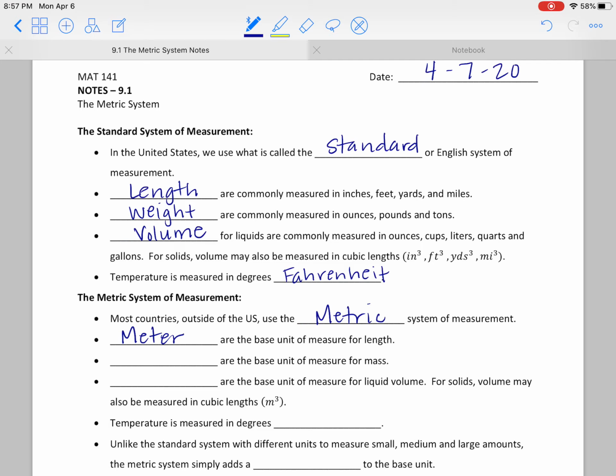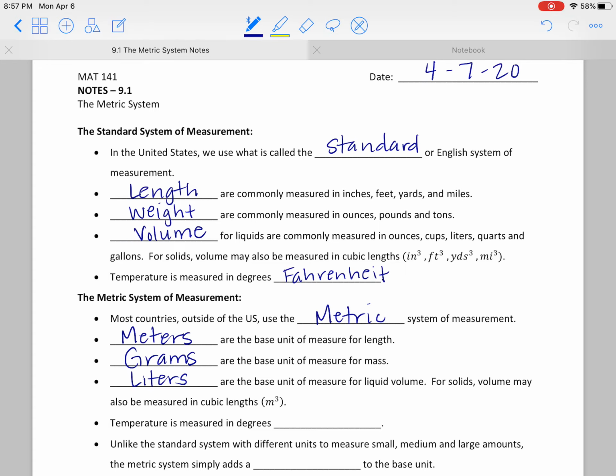And the base unit of measurement for mass. Mass is really similar to weight. It's not exactly the same thing, but you can think of them as the same thing. In the metric system, that's grams. Meters are the base unit for length. And then if we're measuring volume for liquids, we're going to be looking at liters as the base unit.